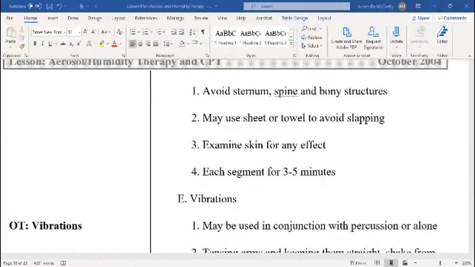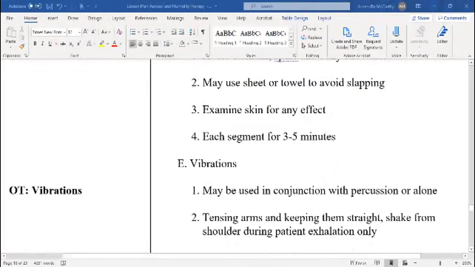Now, vibrations are used with percussion. After I get through beating on you, I'm going to shake as you exhale. Just think of vibrations as when you shake the person when they exhale. Every time he exhales, you shake, right? That helps because when you exhale, that's when it comes out of the segments.